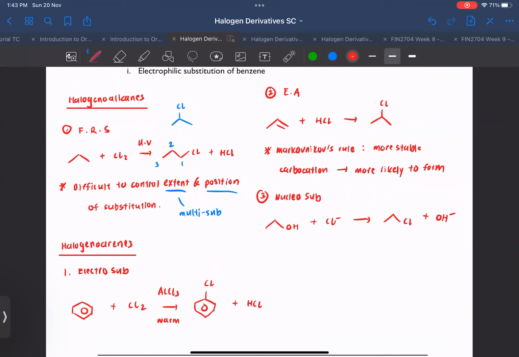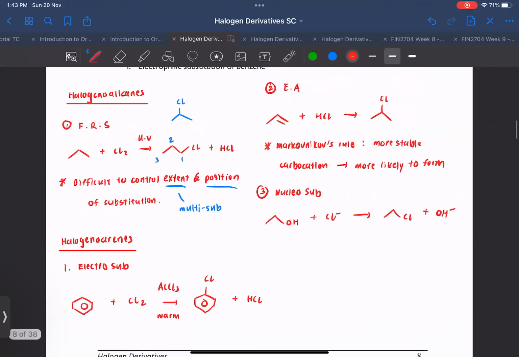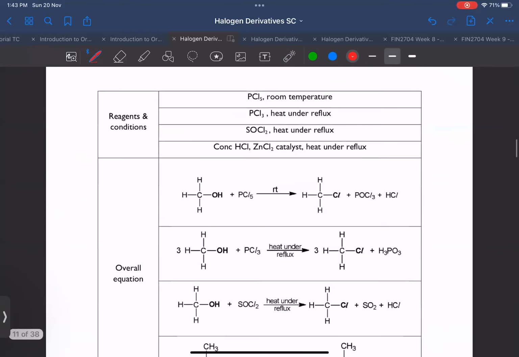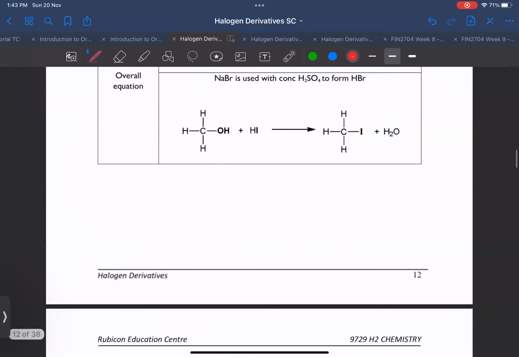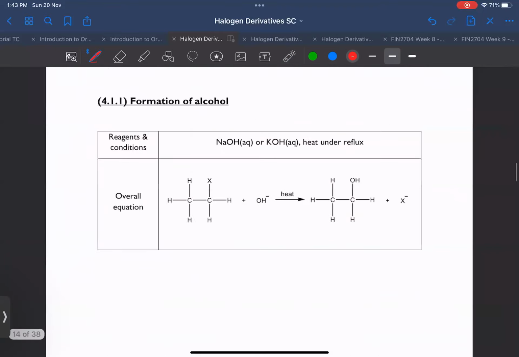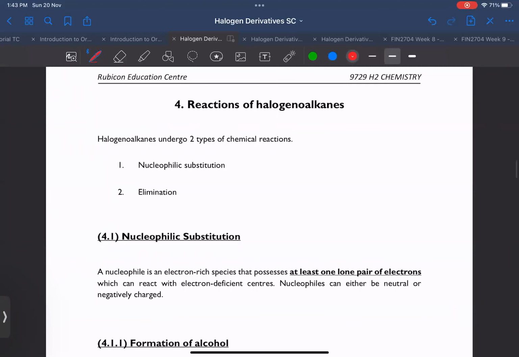Okay, if not, I'm just going to move on to the meat of today's topic. Skip past all these pages because it's whatever I just discussed. Go all the way to page 14. Now we're going to look at this big word over here, reactions. Again, reactions of halogenoalkanes, meaning, what can halogenoalkanes further turn into? These are new stuff. There are only two reactions, in fact. The main one is nucleophilic substitution, then afterwards elimination.